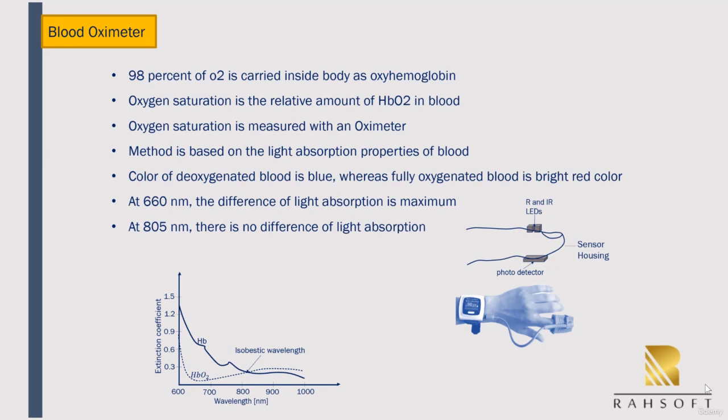A blood oximeter is used to measure the oxygen saturation within the body as well. 98% of oxygen is carried inside the body as oxyhemoglobin, and oxygen saturation is relative to the amount of HbO2 in the blood. As mentioned before, oxygen saturation can be measured with an oximeter, and the method is based on light absorption properties of blood.